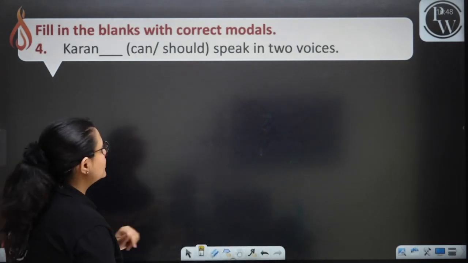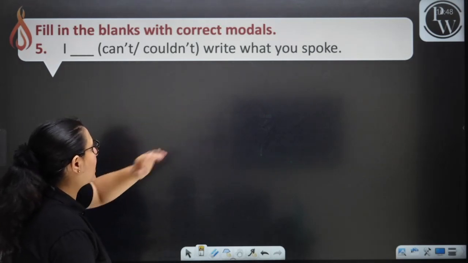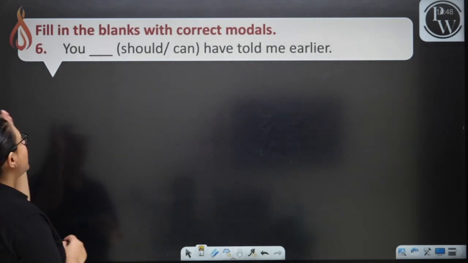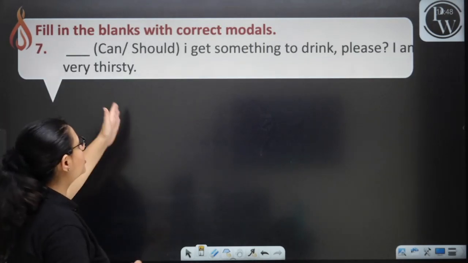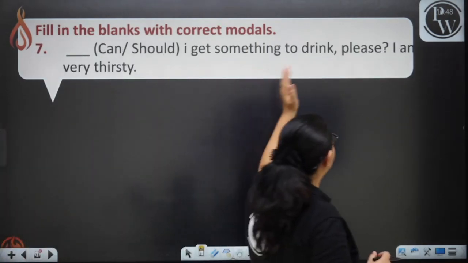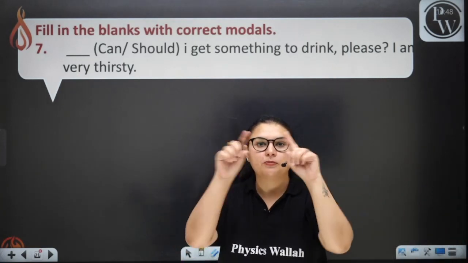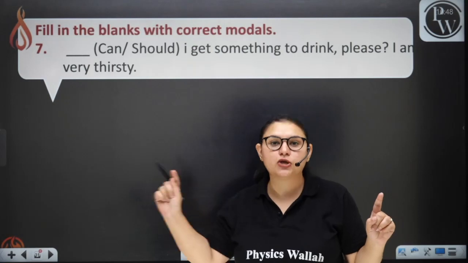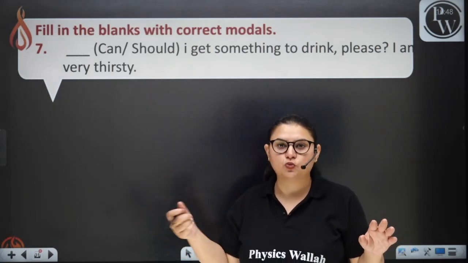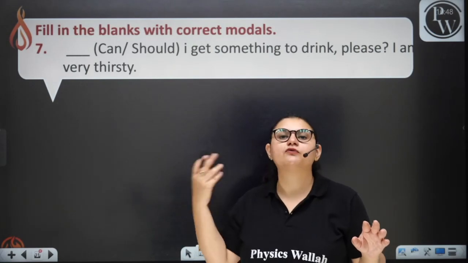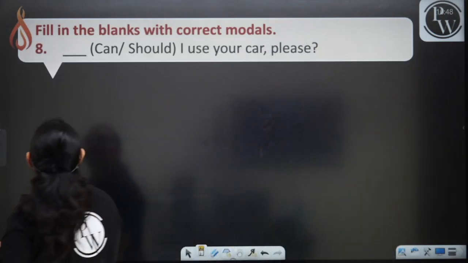Karan dash speak in two voices. I dash write what you spoke. You dash have told me earlier. Dash I get something to drink, please. I am very thirsty. You also have to mention the condition that why you have answered it. Okay, is it a possibility? Was it an obligation? Was it a prohibition? Why you have used it? That also you have to mention in your answers.